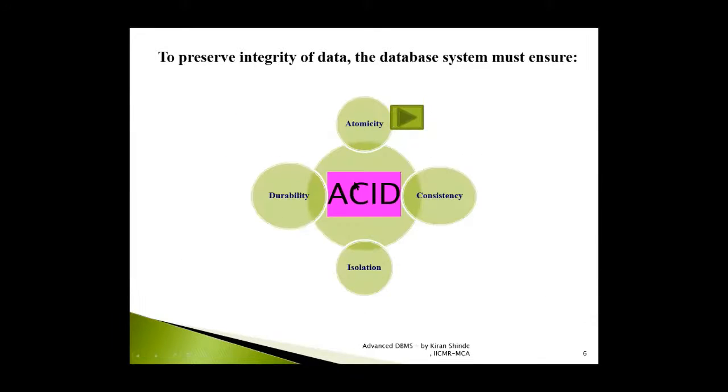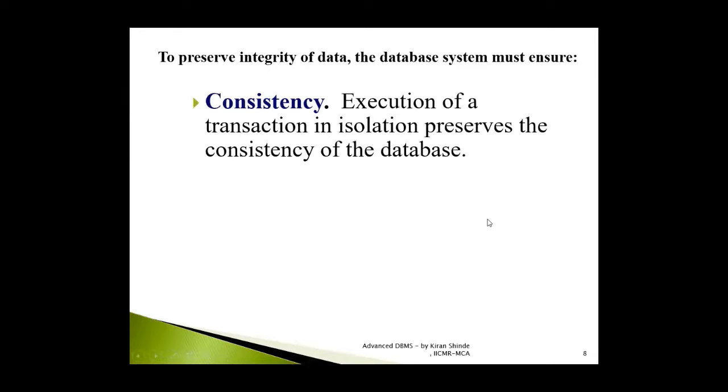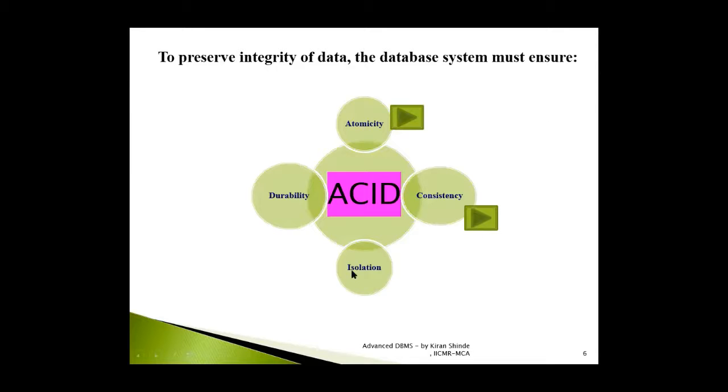Let's discuss another property in ACID, that's consistency. Consistency says execution of a transaction in isolation preserves the consistency of the database. Whatever result is expected as per the constraints imposed on that particular system at the beginning, the execution of the transaction should fulfill those constraints. Okay, and that is going to assure the consistency of the database. With some examples, we will try to understand it. Let us go to the next property of ACID, that is isolation.